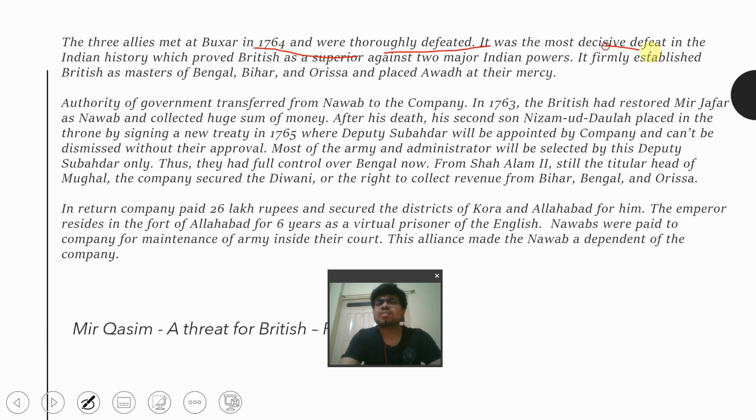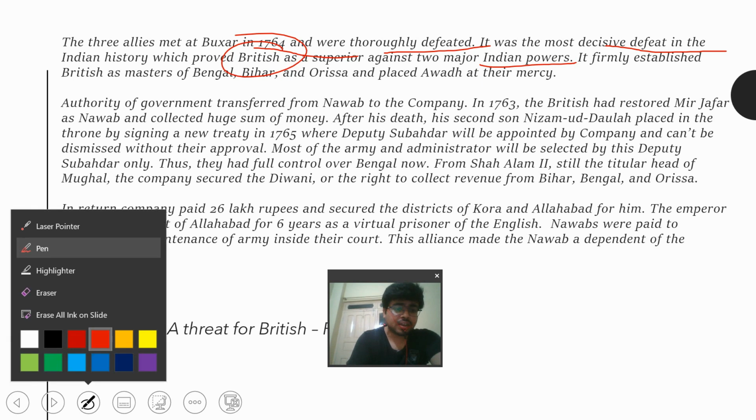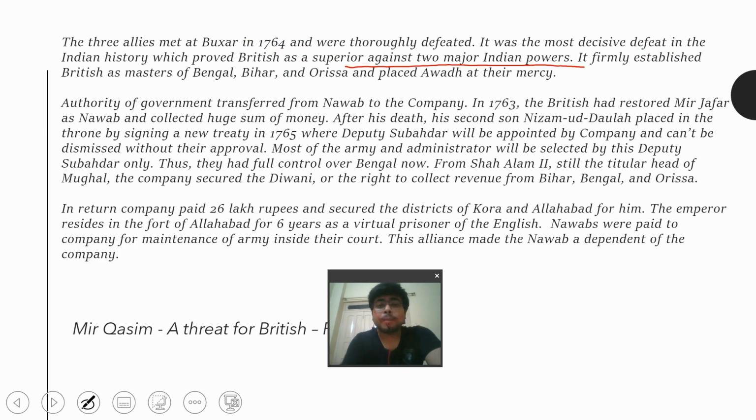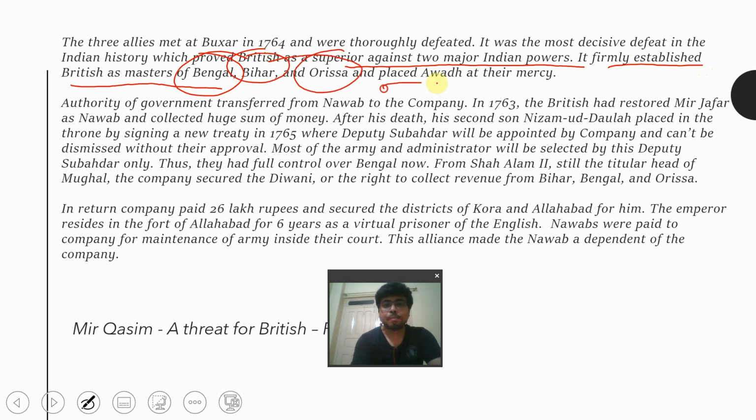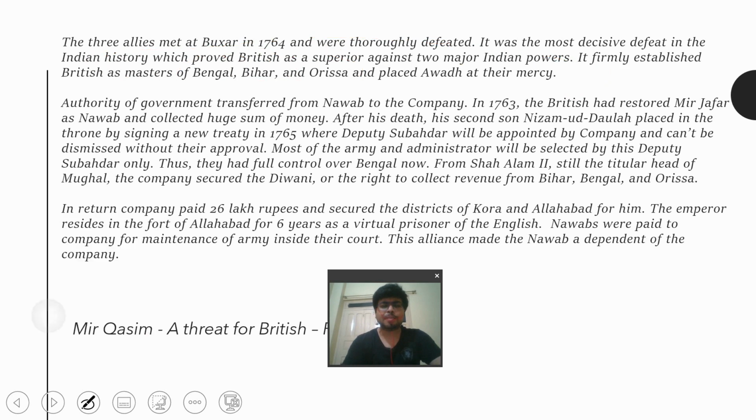It was the most decisive defeat in Indian history, which proved the British superior against two major Indian powers, and this was spread all over the world. So it firmly established Britain as the master of Bengal, Bihar, and Odisha, and placed Awadh at its mercy. And later, what was the imposition that happened? He left Awadh, but the whole control of Bengal came under the British.